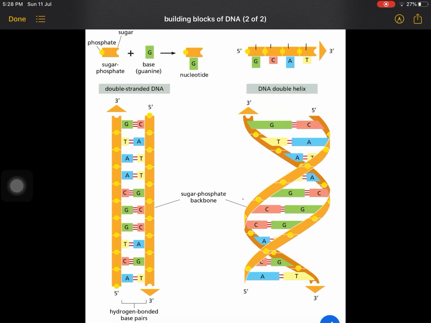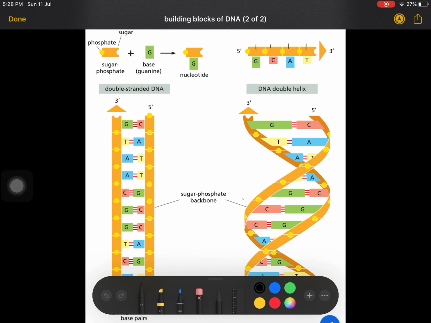So here you can see a detailed structure. This is the building block, which is sugar plus phosphate plus base to form a nucleotide. In this diagram you can see 1, 2, 3 and 4 nucleotides which are arranged linearly to form a chain which is always running in the 5' to 3' direction.